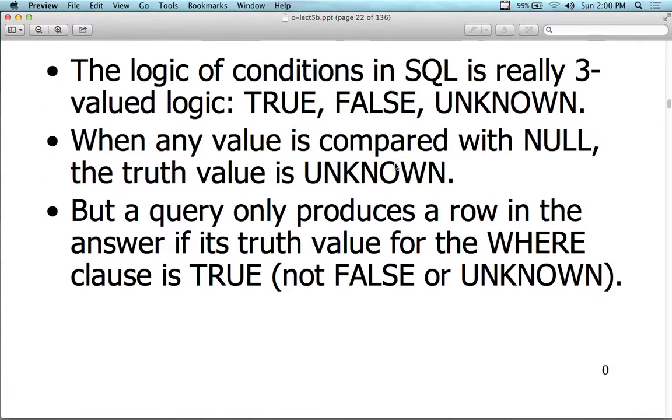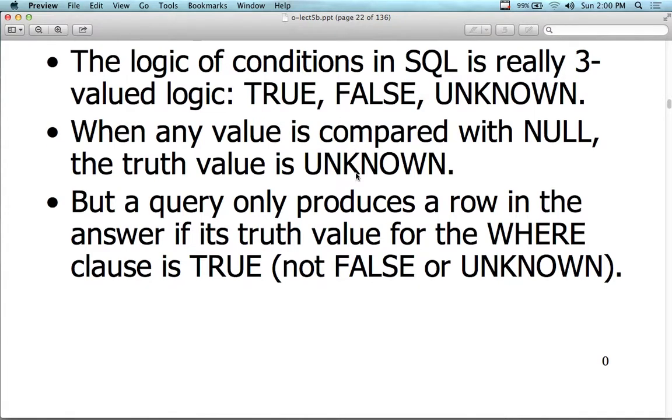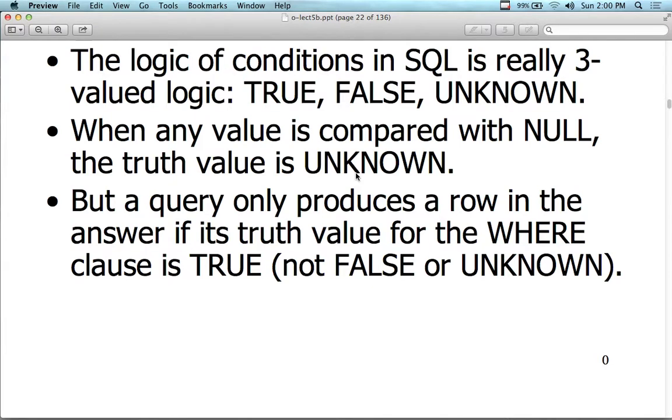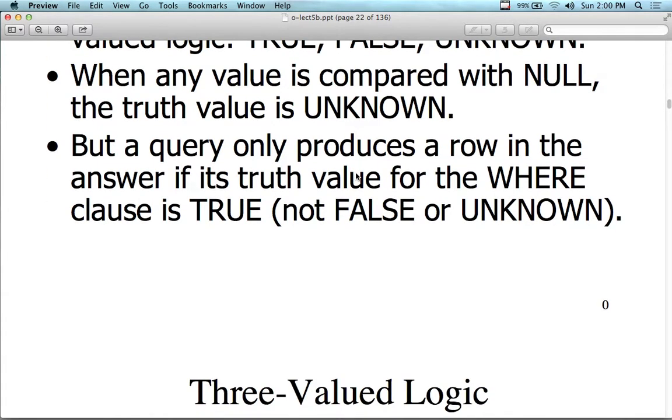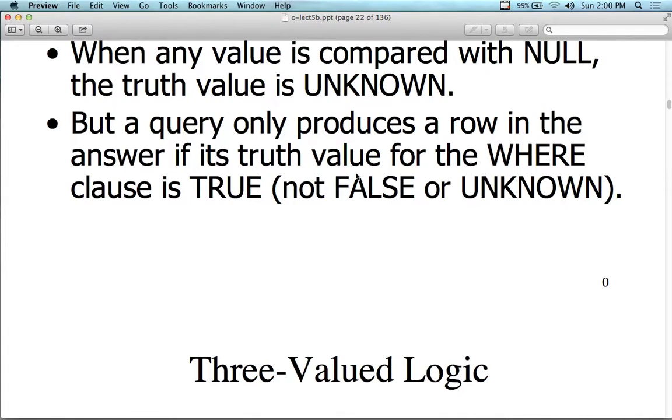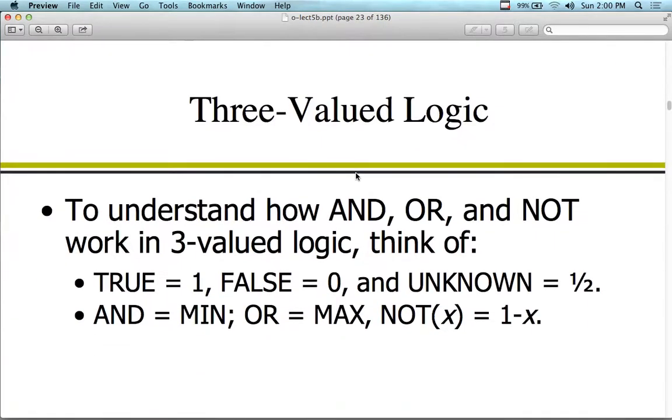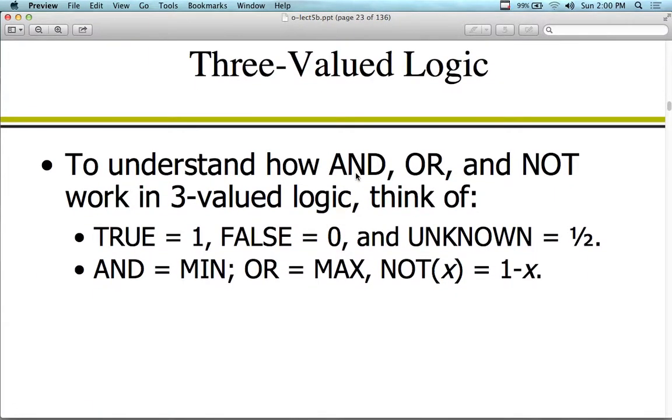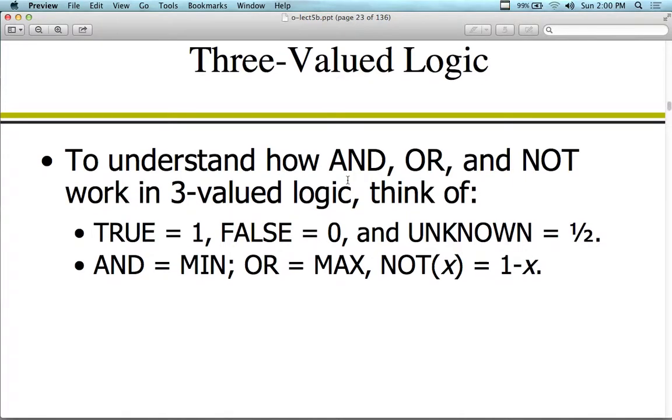When any value is compared with null, the truth value is also unknown. But a query only produces a row in the answer if the WHERE clause is true, not false or unknown. So on the trues we get a count, but on the falses we don't get a count, and on the unknowns we don't get a count. So it's not exactly that the trues plus the falses equals the whole package. In three-valued logic, to understand how AND, OR, and NOT work, think of it this way: true is equal to 1, false is equal to 0, and unknown is 1/2.